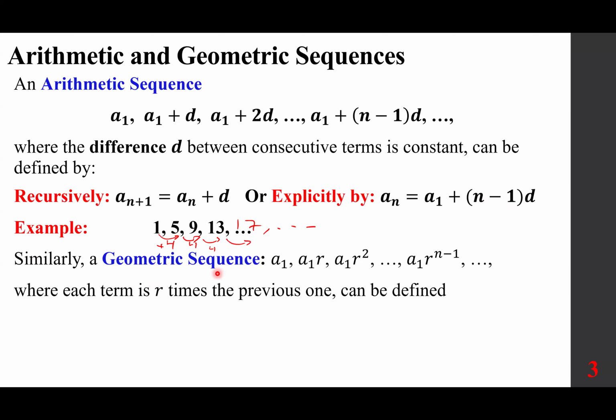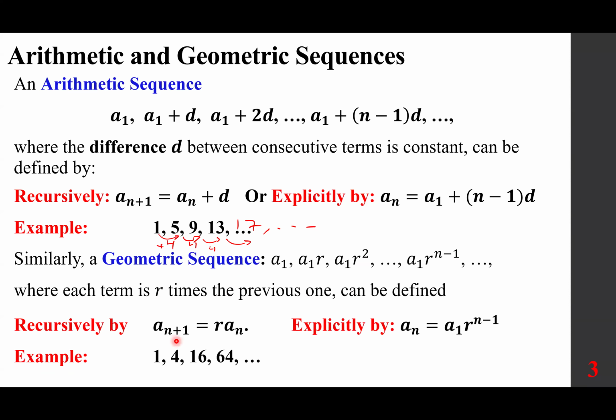Similarly, a geometric sequence, a sub 1, a sub 1 times r, a sub 1 times r squared, and so on, where each term is r times the previous one, can be defined again two ways. Recursively by a sub n plus 1 equals r times a sub n. In other words, if you want any term, pick the previous one multiplied by r, or explicitly by a sub n is a sub 1 r to the power of n minus 1. So any term you want, pick the first one, r to the power of n minus 1.